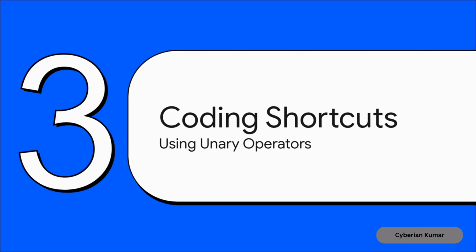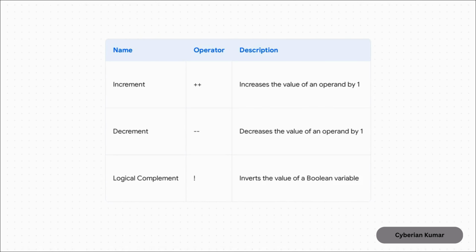All right, we've got the basics down. Now, who doesn't love a good shortcut? Let's look at how we can make our code a bit cleaner and more efficient. These are called unary operators, and that fancy name just means they only need one operand to work their magic. The most famous ones are increment and decrement, which just add or subtract 1.